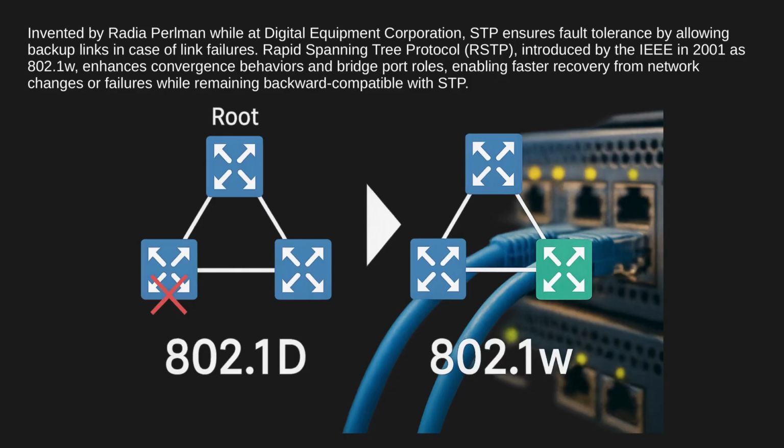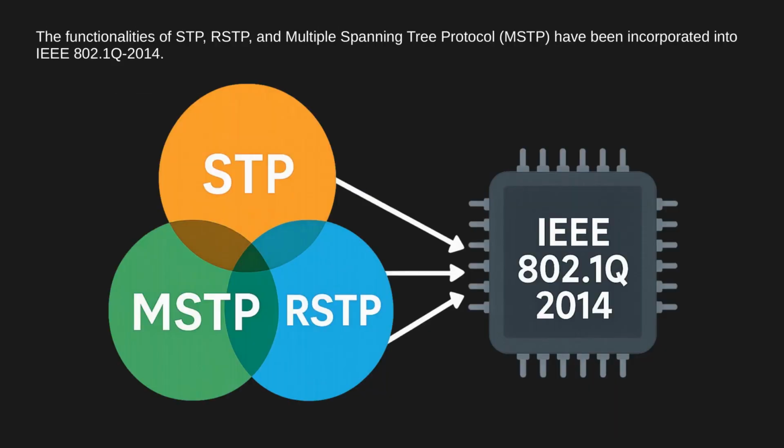Invented by Radia Perlman while at Digital Equipment Corporation, STP ensures fault tolerance by allowing backup links in case of link failures. Rapid Spanning Tree Protocol, RSTP, introduced by the IEEE in 2001 as 802.1w, enhances convergence behaviors and bridge port roles, enabling faster recovery from network changes or failures while remaining backward compatible with STP. The functionalities of STP, RSTP, and Multiple Spanning Tree Protocol, MSTP, have been incorporated into IEEE 802.1Q-2014.